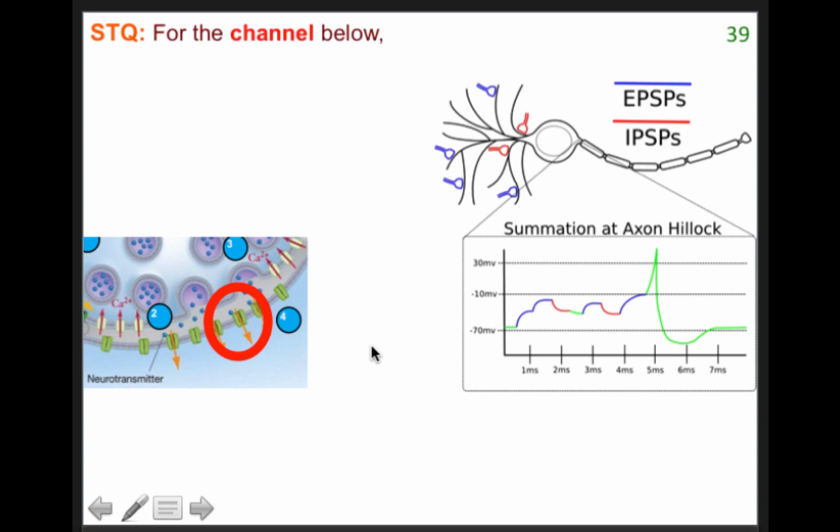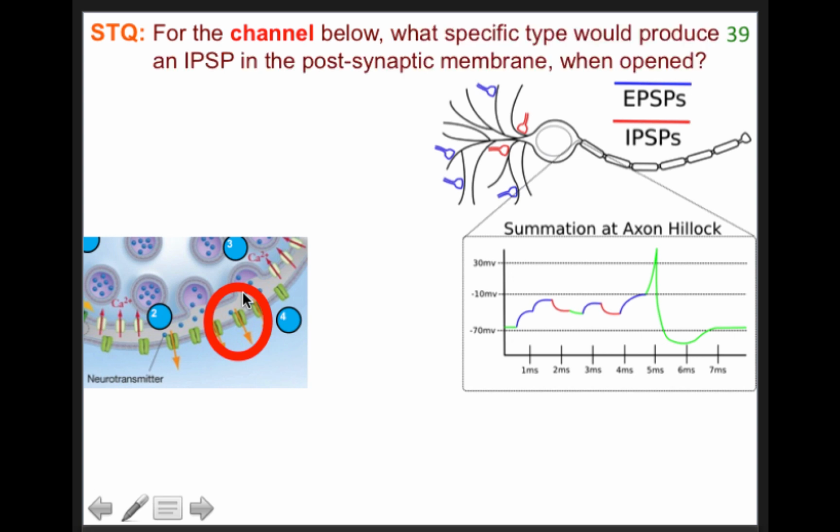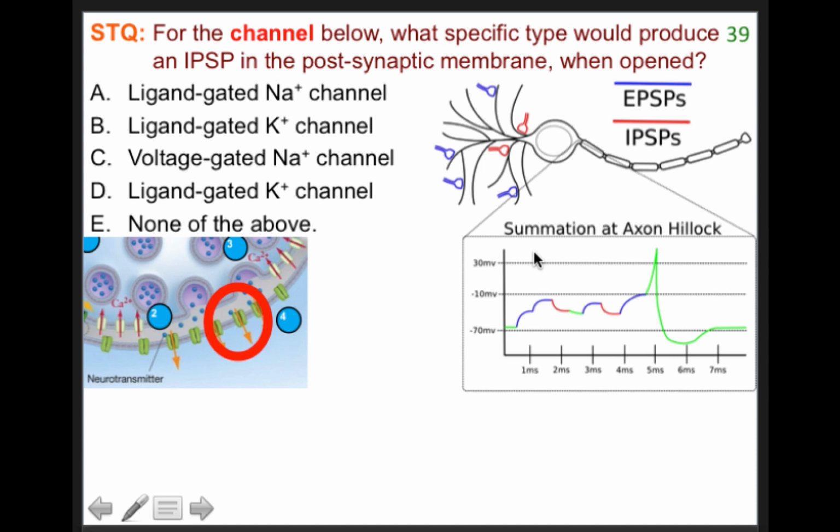Okay, so for this channel here in the postsynaptic membrane, what specific type of membrane channel would cause this synapse to produce an inhibitory postsynaptic potential in this postsynaptic membrane? When you open this channel, what kind of channel do you want it to be if you want the membrane potential to go down, to be inhibitory? Here are your options. Pause the video now and make your choice and commit to it on your worksheet.